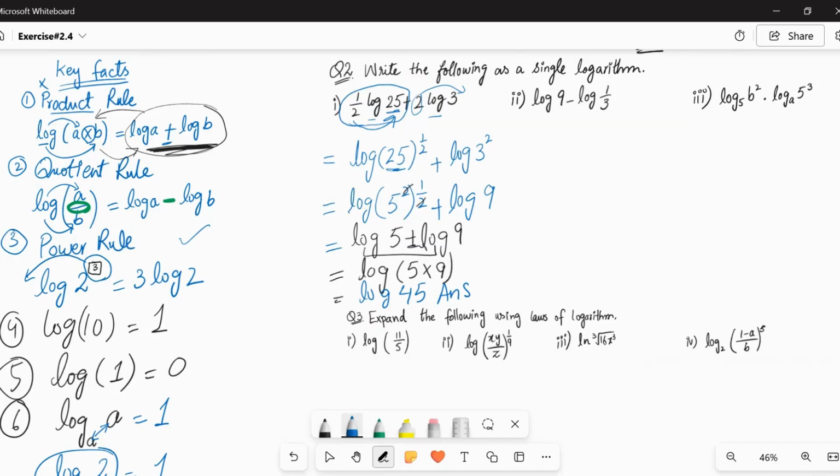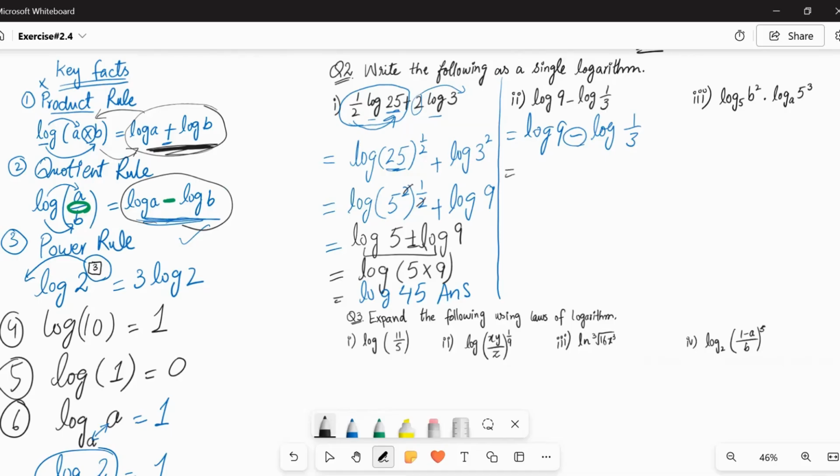Now see part 2, we have log 9 minus log 3, right? So log 9 will remain as it is minus log 1 by 3. So this is actually our question. So we have a negative sign over here. For the negative sign, we can use a quotient rule, right? See on your left hand side, here is your quotient rule. It looks like the right hand side of your quotient rule, and you must change it just like your left hand side.